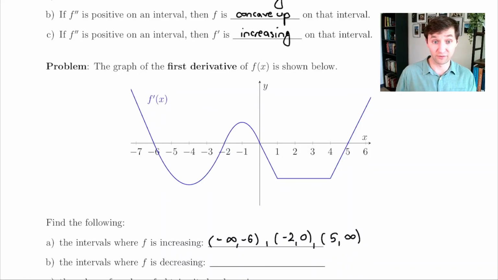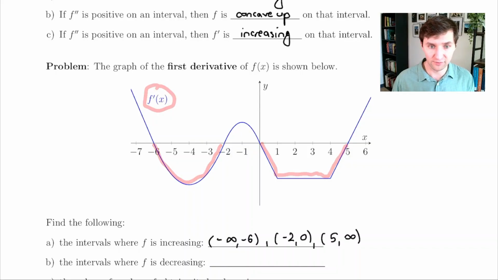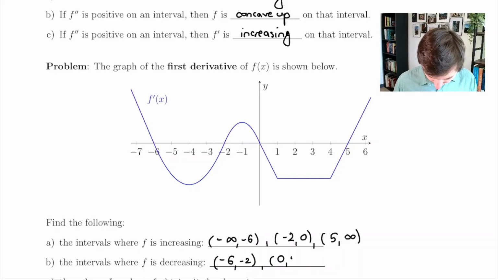Whenever the derivative is negative, the function will be decreasing. And I see that the derivative is negative here and here. The intervals are negative 6 to negative 2 and 0 to 5.